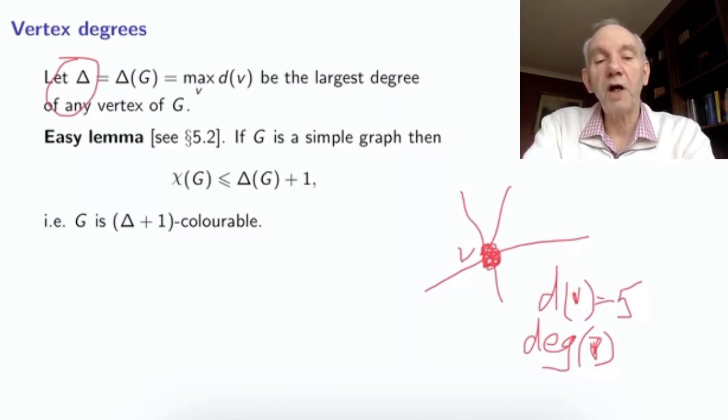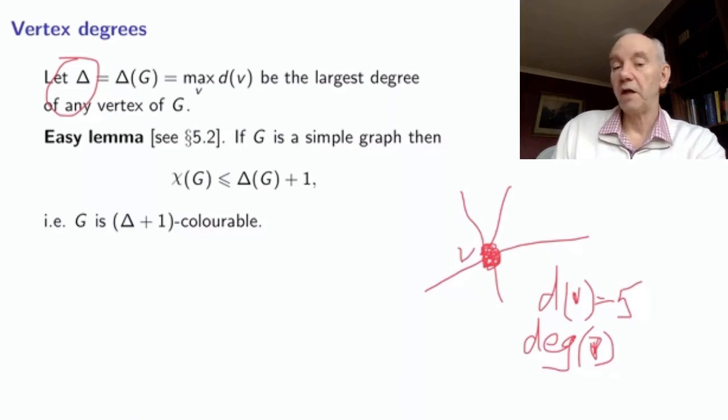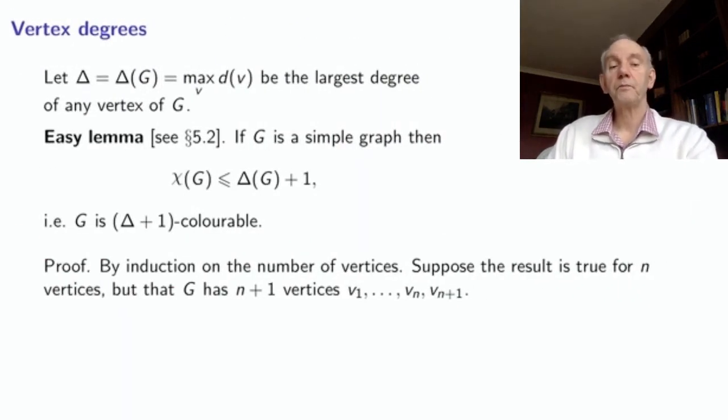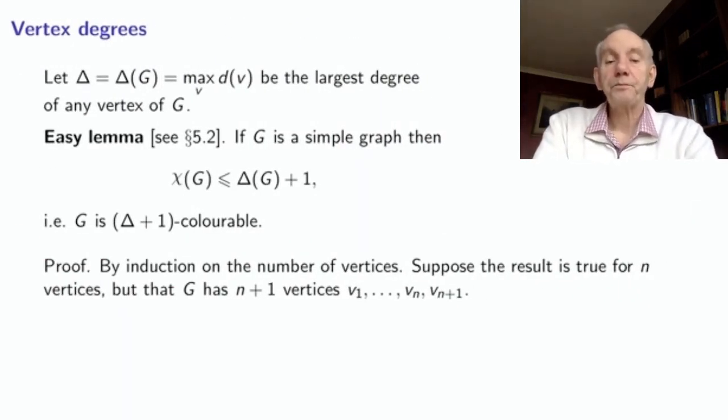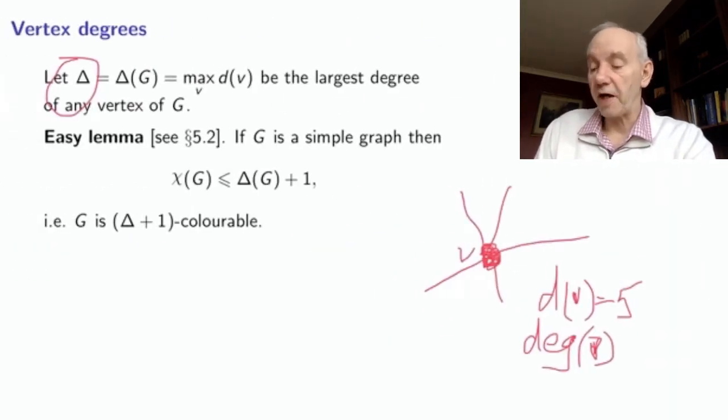It tells us the chromatic number will always be less than or equal to capital delta plus 1. Or another way of saying that is that the graph is delta plus 1 colorable. Delta plus 1 colors will always suffice to color the graph. Perhaps I should just give you an example before I start on that.